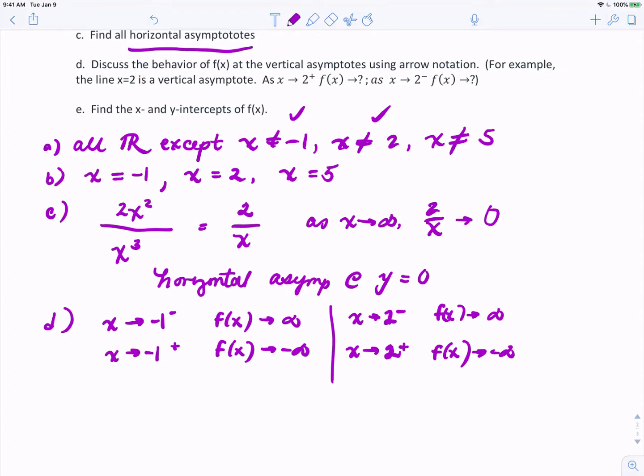At the last asymptote, as x approaches 5 from the left, the function approaches negative infinity, and as x approaches 5 from the right, the function approaches infinity.